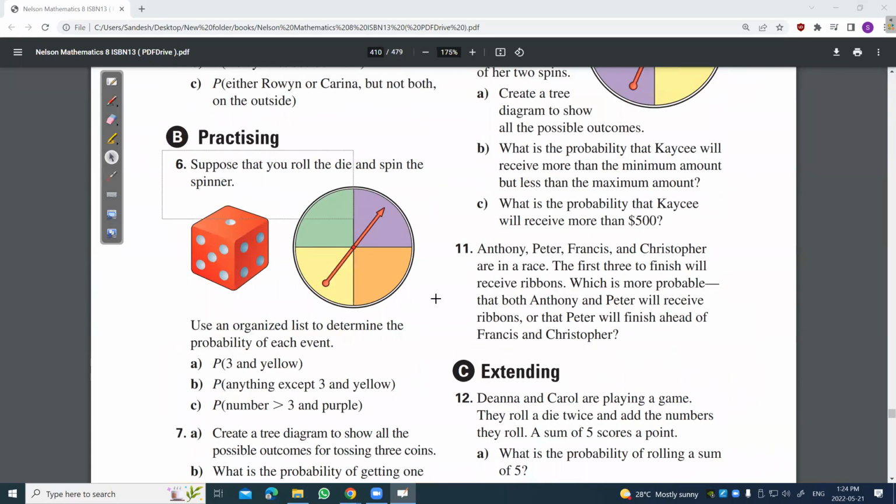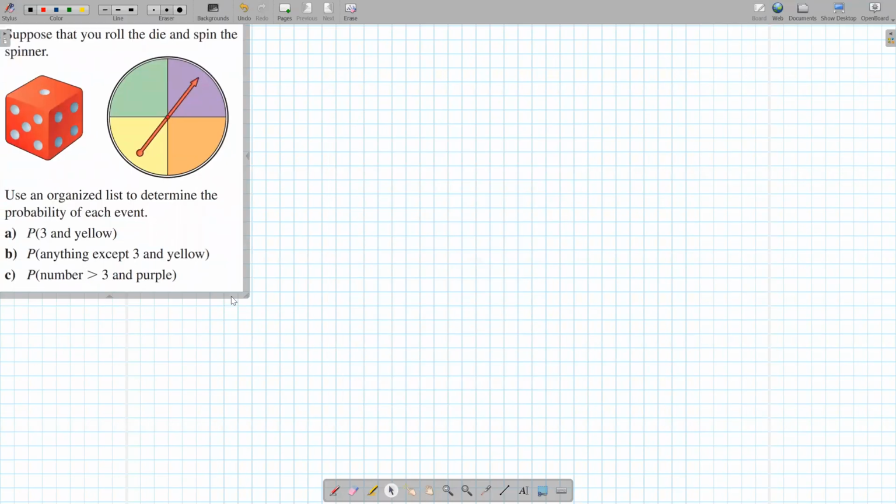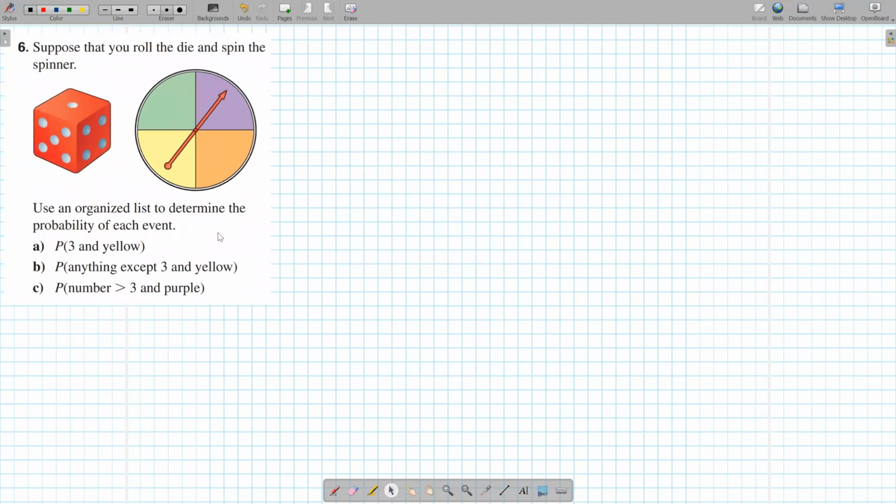Let's look at this. There's another tree diagram question. This one actually says list, but to get the list, you first have to come up with the tree diagram. I guess you really don't. Let's do that anyways, because I think that's the easiest way to do this.